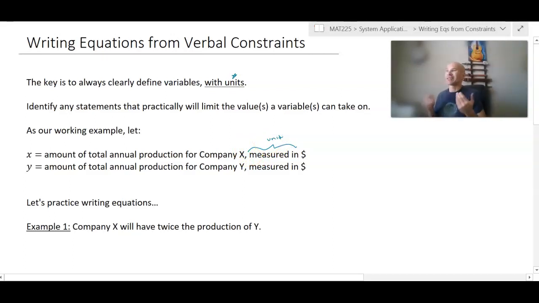And again, we can't just say amount of total annual production for company X. Is that the weight of production? How much the total production weighs? Is it how much space it takes up? You can see where we're going with this. The fact that we're talking about the dollars worth of annual production is important here. Y will be the same thing, but for company Y. Okay, let's take a look at a few examples.